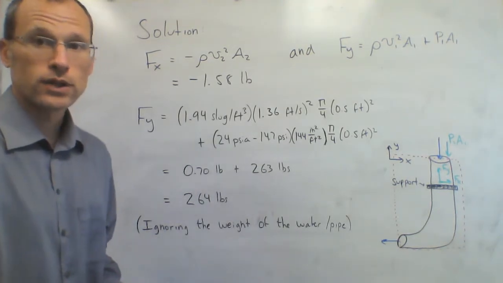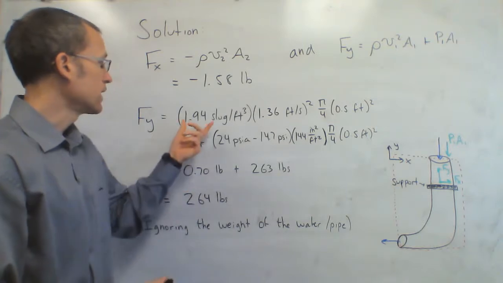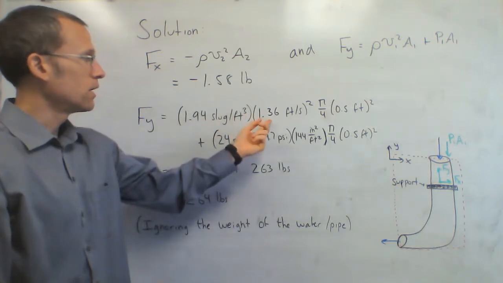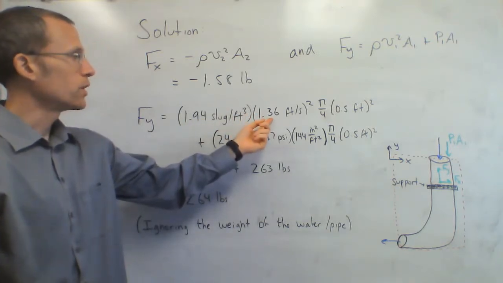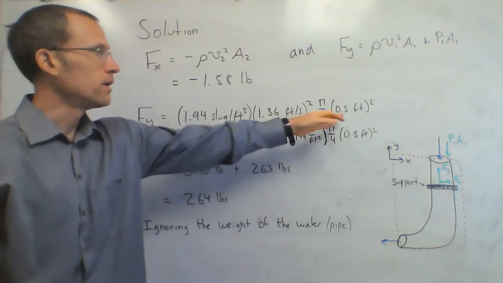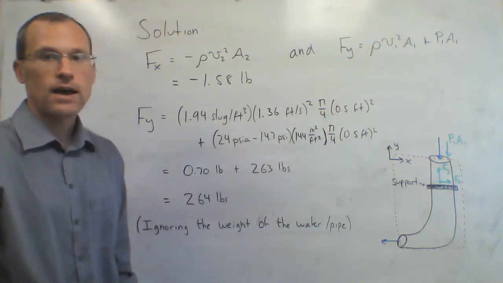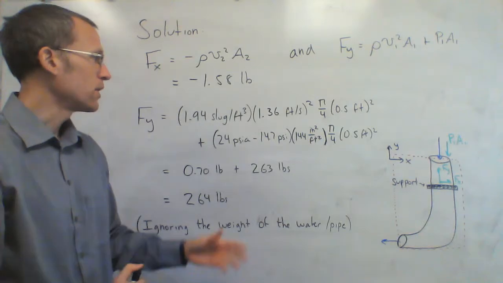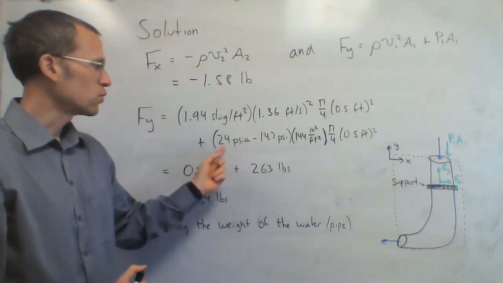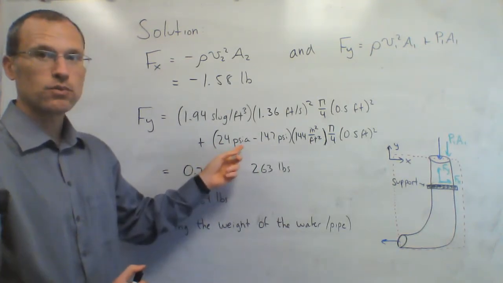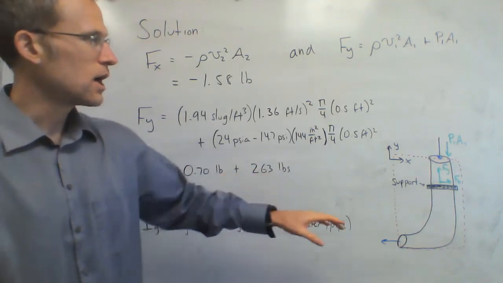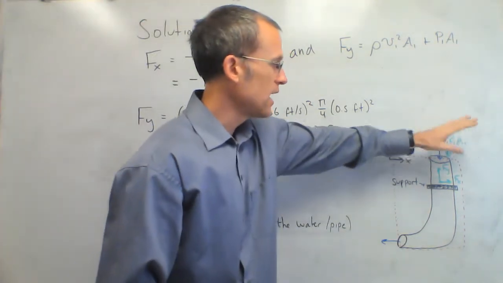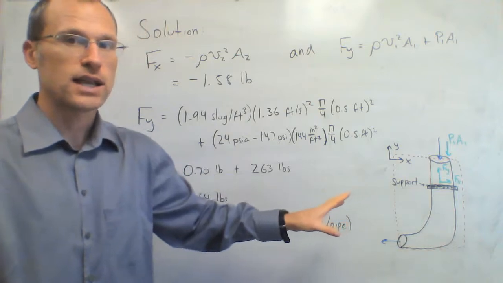So plugging in values for the y force, I have again 1.94. Now I have V1 1.36 feet per second squared, and area 1, half a foot for the diameter. But then I also have this pressure term, 24 psi, that's absolute pressure. Notice when I did this, I only care about this pressure acting on this area. Everything else is atmospheric, so everything else cancels out.